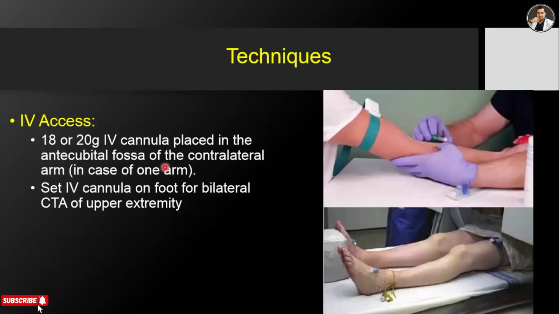The IV cannula will be given in the foot. The angiogram will be shown of the hand, and the angiogram will be shown from the foot. And that will be an 18G cannula. Set the IV cannula on the foot for bilateral CT angiography of the upper extremity.